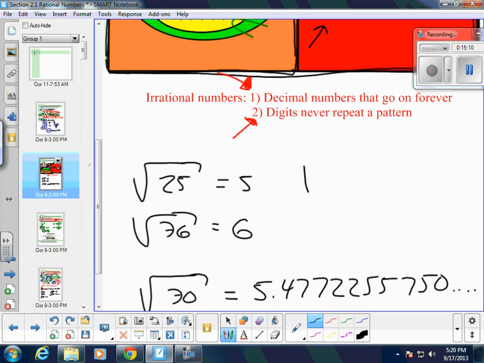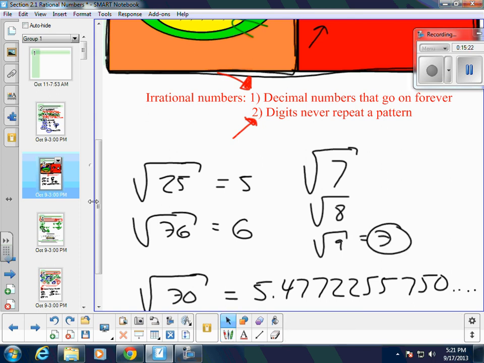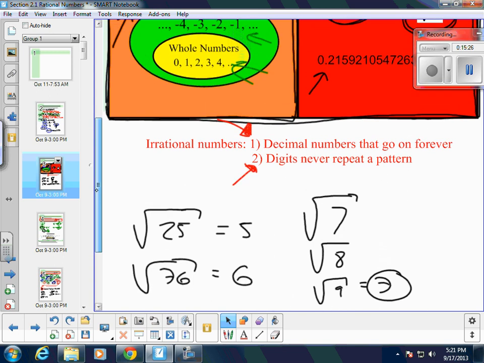Anytime we take the square root of some number that doesn't give us something nice, that's when we get an irrational. So square root of 7 will be irrational. Square root of 8 will be irrational. Square root of 9 is 3. So there are some square roots that will be whole numbers, but otherwise, square roots that don't give us a whole number are going to be irrational.